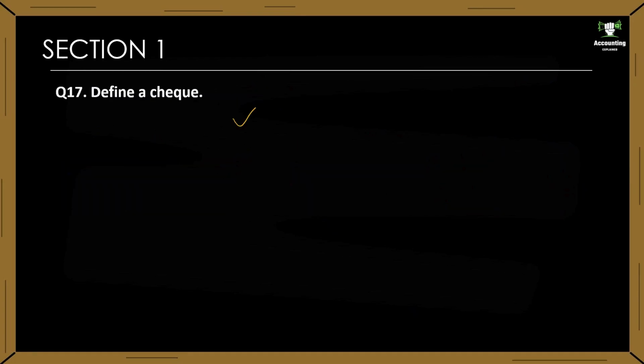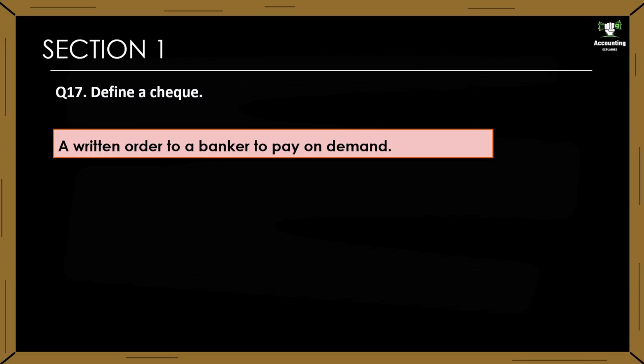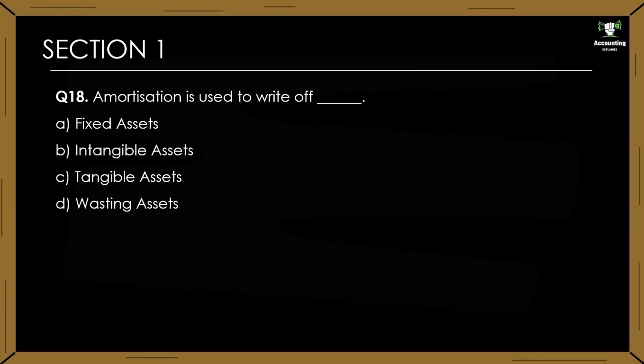Define a check. A written order to a banker to pay on demand. In simple words, we can say a check is an unconditional written order from an account holder. Only an account holder can give a check instructing their bank to pay a specific sum of money on demand.